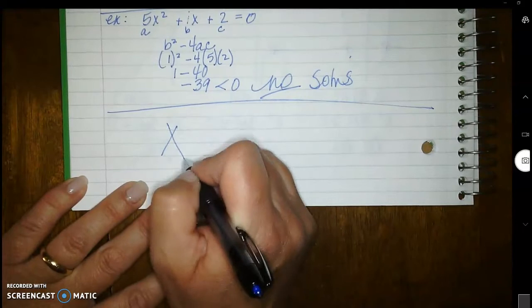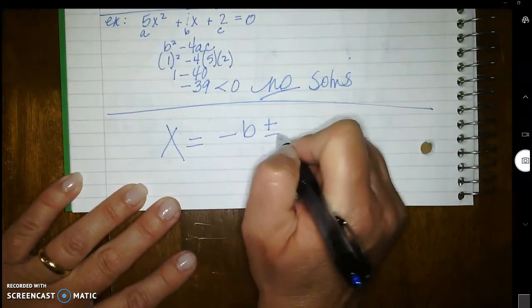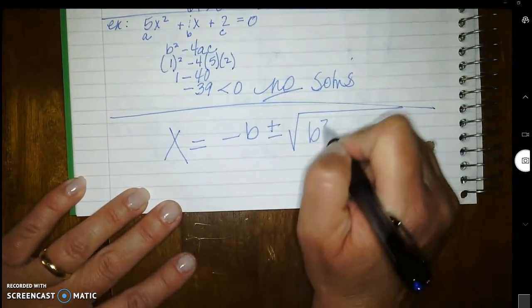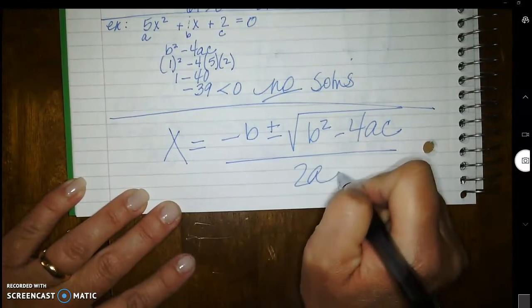I'm singing again. Quadratic formula: negative b plus or minus the square root of b squared minus 4ac all over 2a. Whoop, whoop.